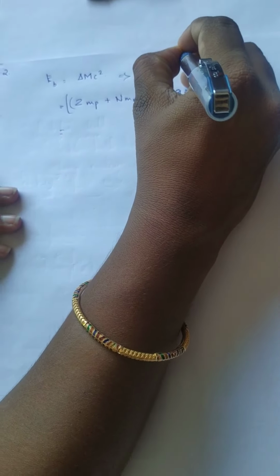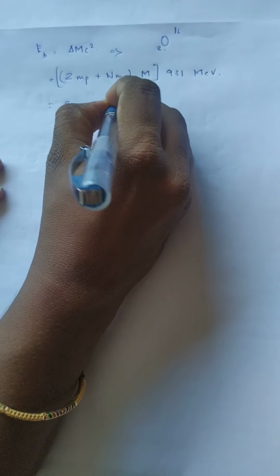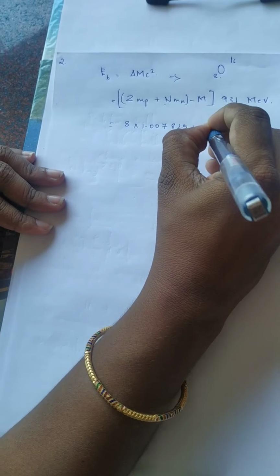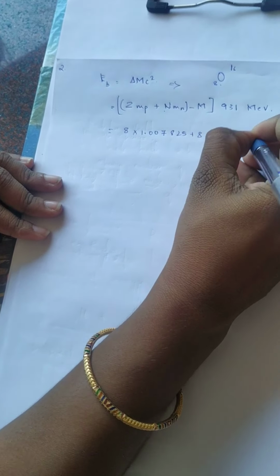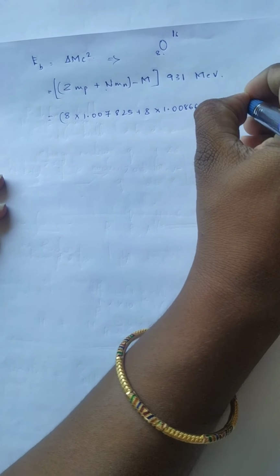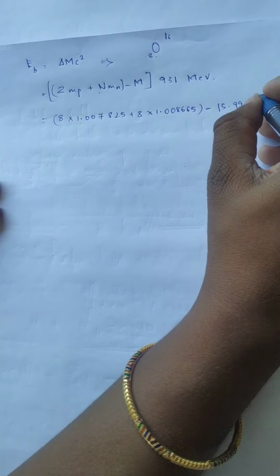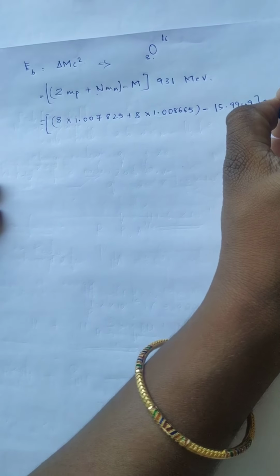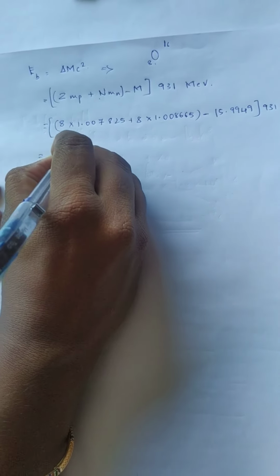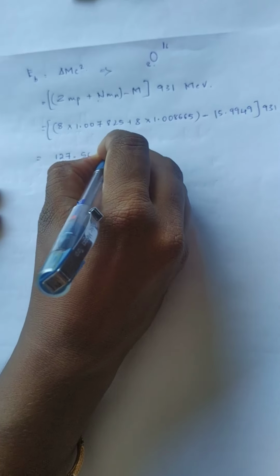So for the oxygen nucleus we know A and Z. So how much is Z? Δm = Z·m_p + N·m_n − M, that is 8 × 1.007825 plus N = A − Z, that is once again 8 × 1.008665, minus the whole mass, which is also given as 15.9949. The whole is multiplied with 931 MeV, and after calculating this you will get something like 127.56 MeV as the answer.